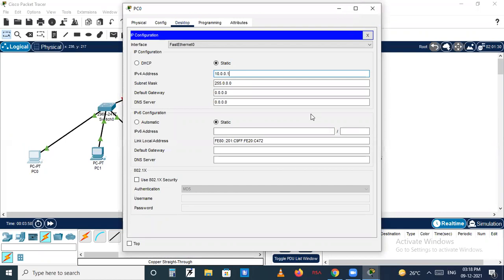Sir, what about the router, sir? Yes, let me complete first, my dear. Okay, sir. Okay, you are too fast.